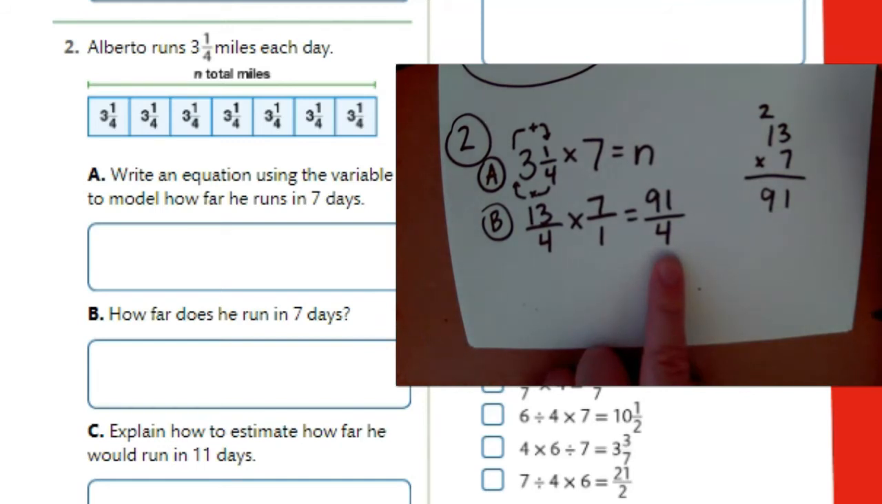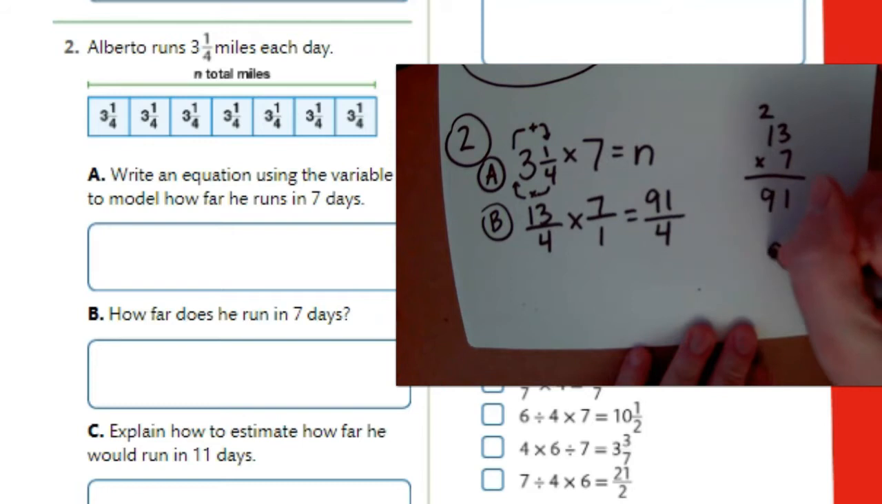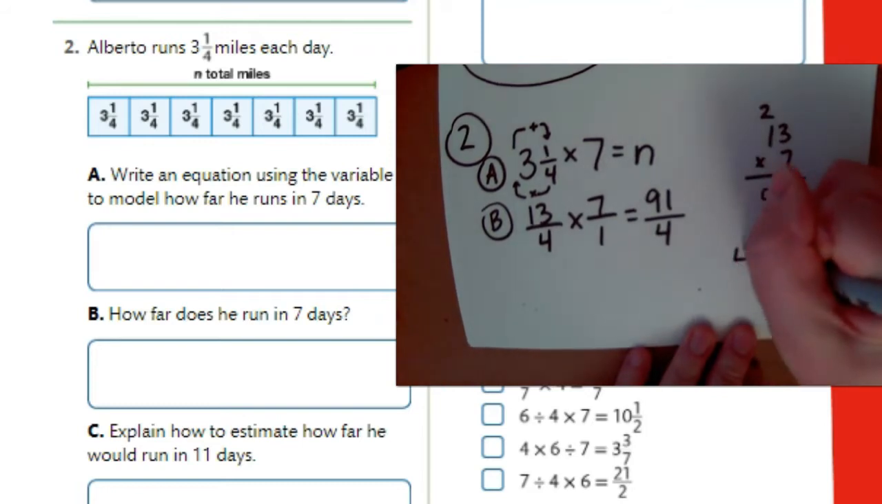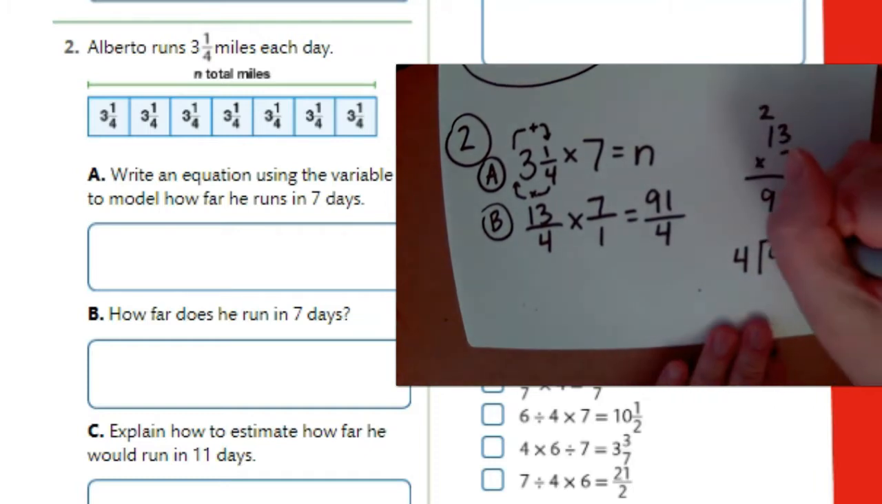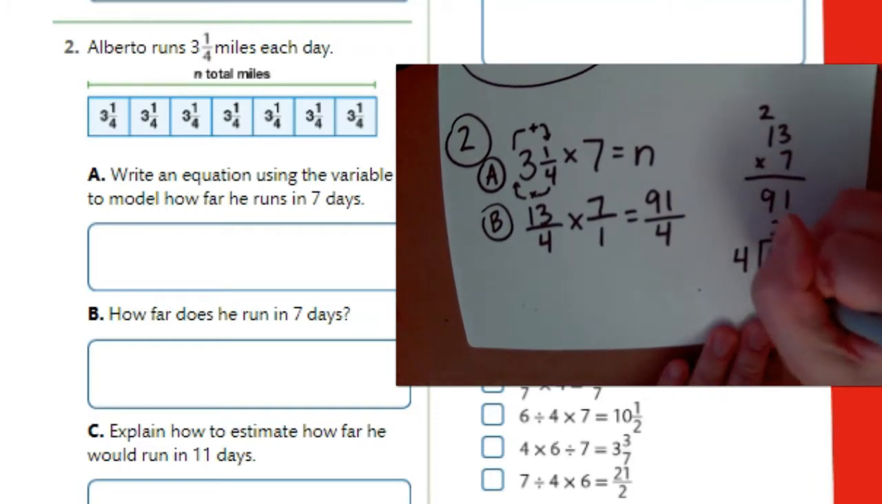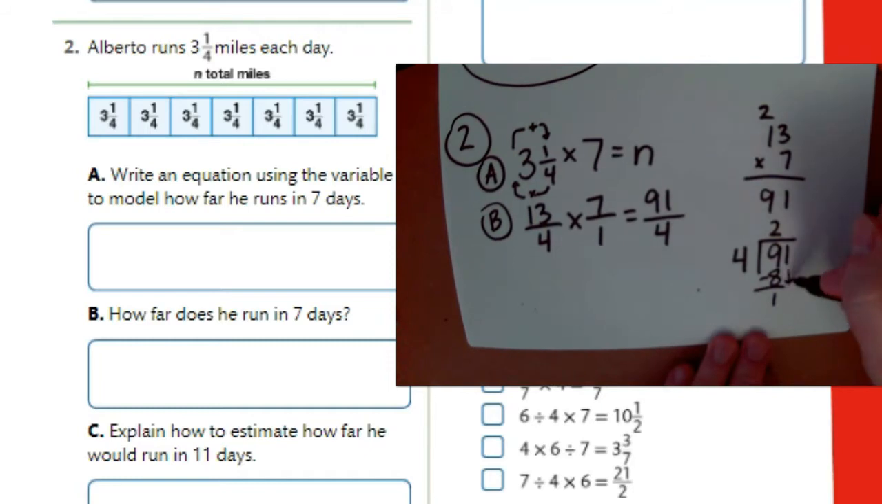We want to turn that back into a mixed number by dividing. So I have 91 fourths. Think of that as 91 divided by 4. I'll set up my division problem over here so we can see it. 4 goes into 9 2 whole times. 2 times 4 is 8. I'll subtract and get 1. I'll bring down my 1.